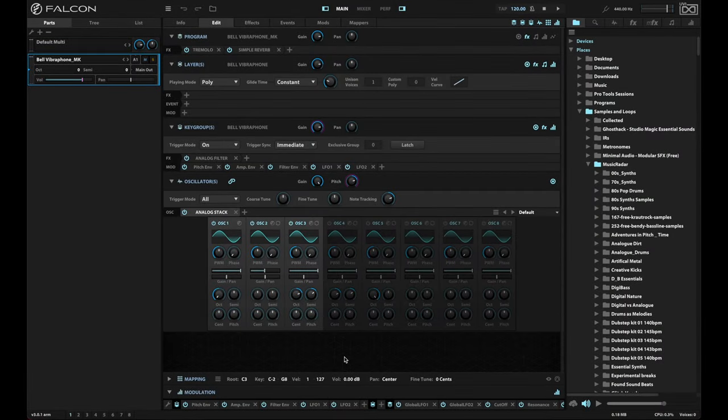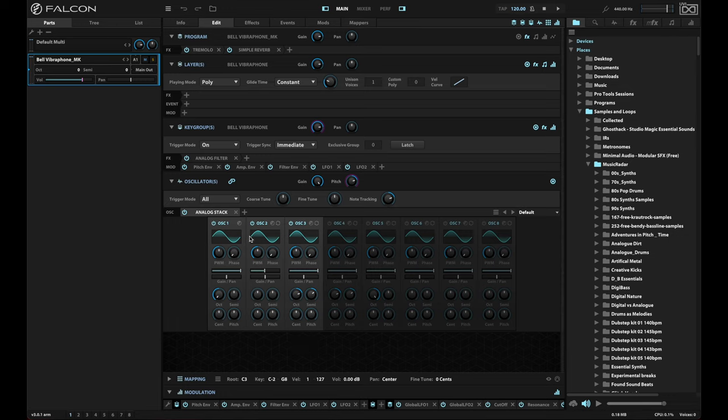Let's look at another type of Unison now. This one is offered by the event processors that you can run at the layer level over any patch. So I have a simple vibraphone bell here. Great. And if we want to add Unison to this particular program, we are not going to be able to do that from the analog stack because that is not part of the built-in functions.